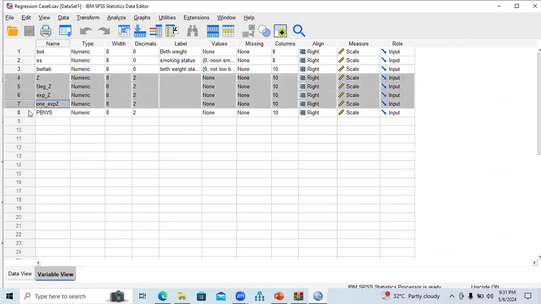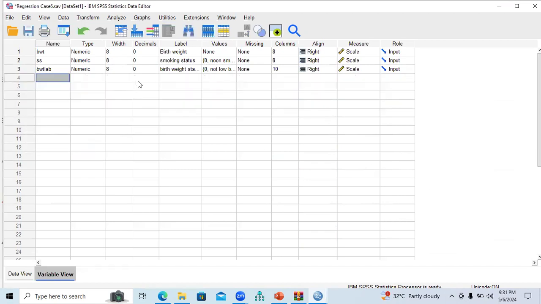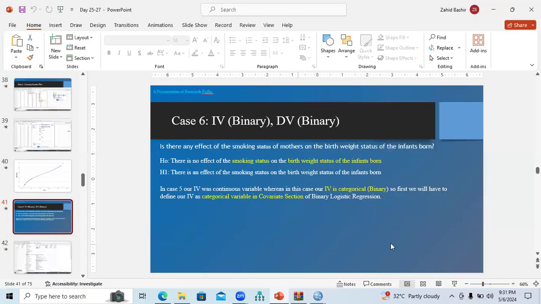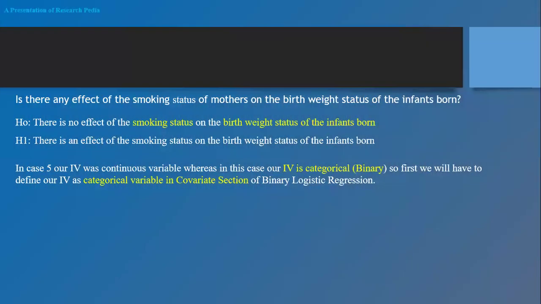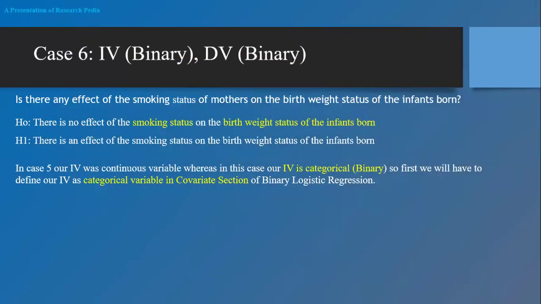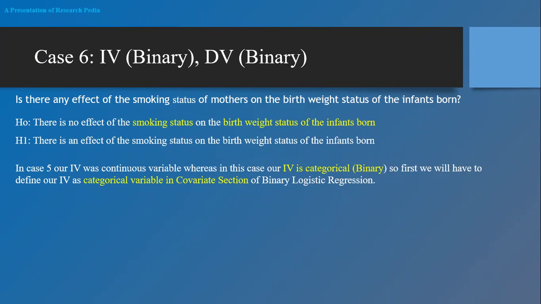So for example, these are the things that we need to clear here. There is some data here. First of all, we need to see the specific details of this data from this example. Case number 6: the independent variable is binary and the dependent variable is also binary. That is the second case.